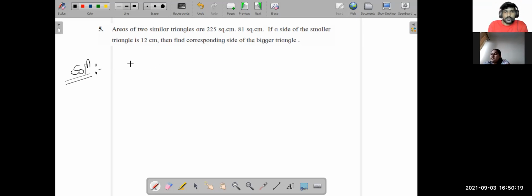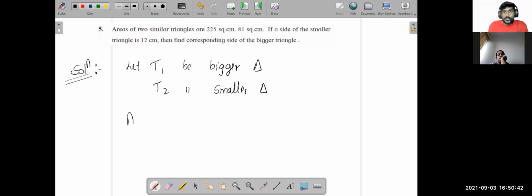But one side is given, the other side is not given. What you do is first you say let T1 be the bigger triangle and let T2 be the smaller triangle. Because in this I have said there is a bigger triangle and there is a smaller triangle. So T2 be the smaller triangle.